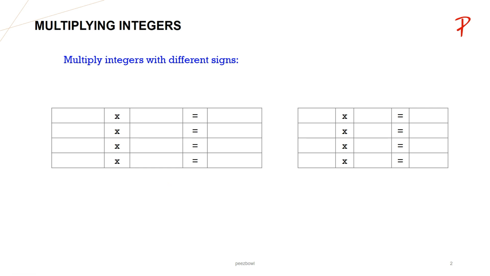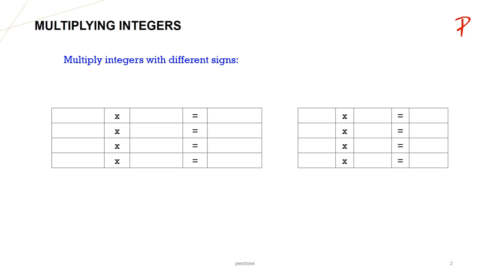Hi, in this video I will speak about some of the important concepts you need to consider while solving algebraic expressions. Okay, let us start with multiplying two integers having similar or opposite signs.